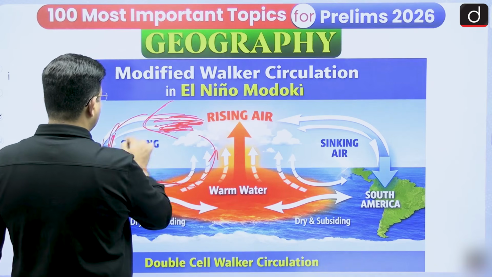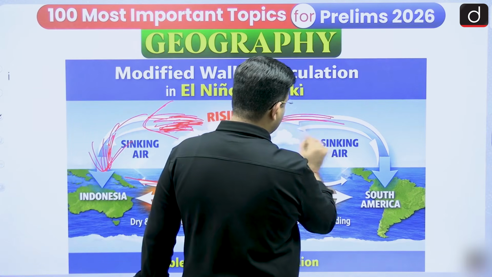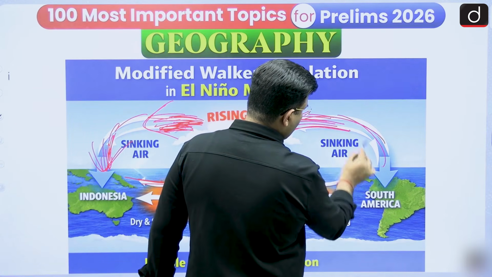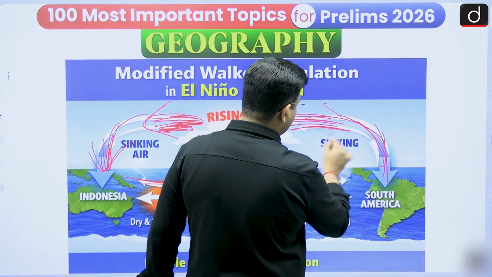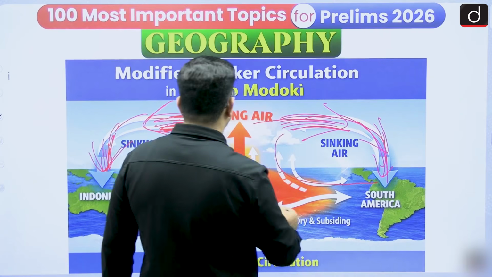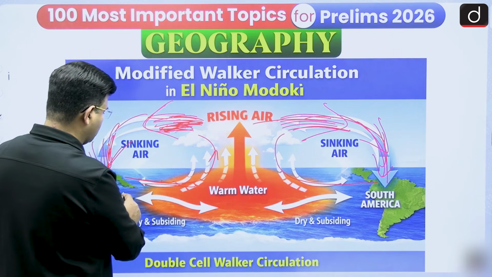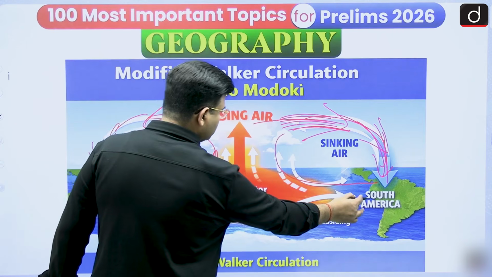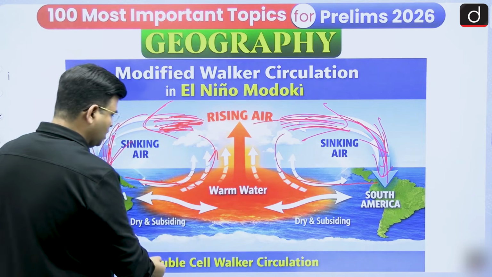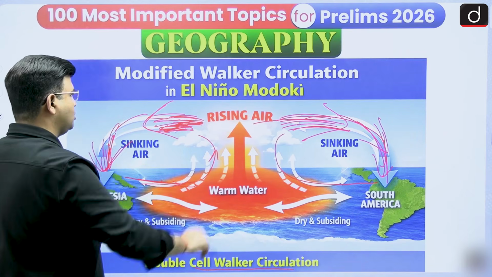So here the circulation is going like that. The air is descending here, going in this direction, and coming back here. So the Western Pacific is cooler, the Eastern Pacific is cooler, and the Central Pacific is warmer. A double cell Walker circulation will be there. There is a double cell Walker circulation.